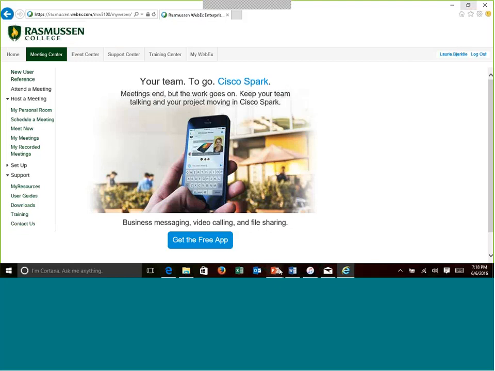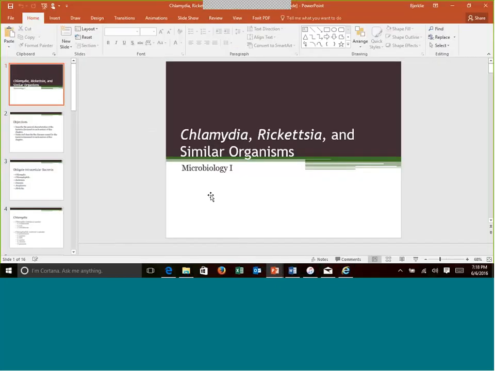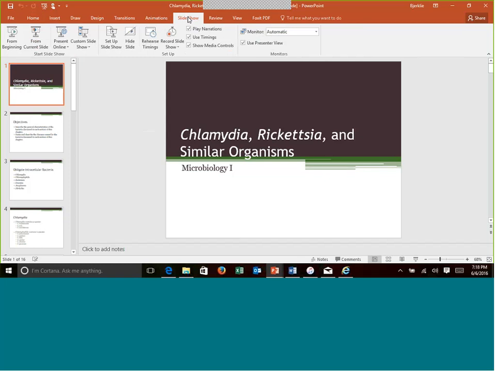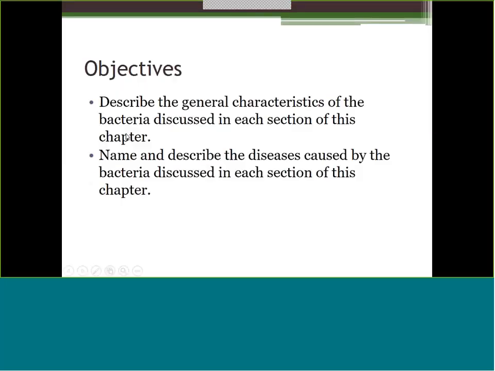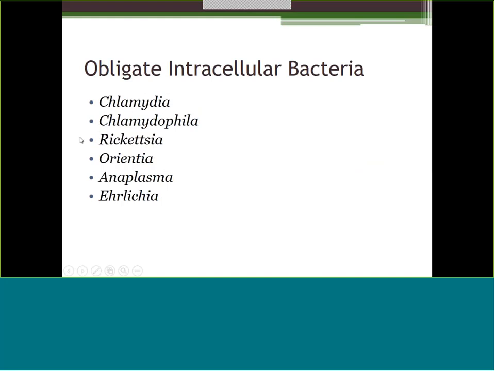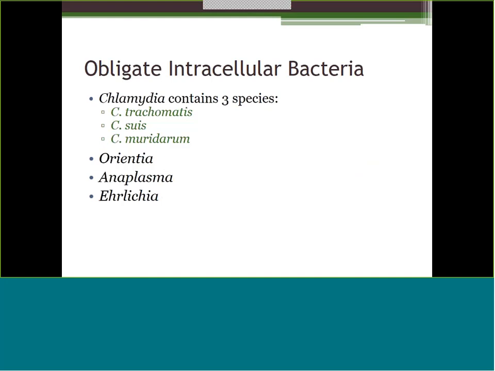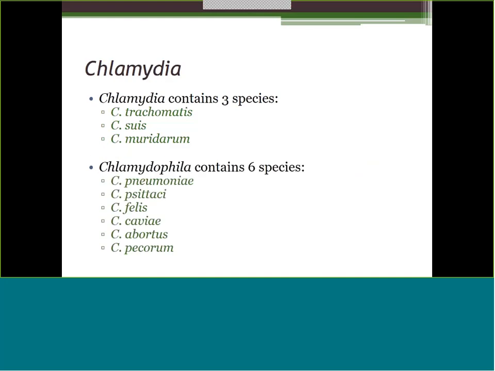All right, and then our last chapter is going to be some other special organisms that just kind of don't fit anywhere else. So Chlamydia, Rickettsia, and a couple others. These are all grouped together because they are considered obligate intracellular bacteria, meaning they have to live inside of a cell to survive. So they're kind of similar to viruses that way, that they have to be inside the cell. As a result, you are not going to get these to grow out on agar like normal bacteria will. We use a lot of PCR techniques, especially for chlamydia.